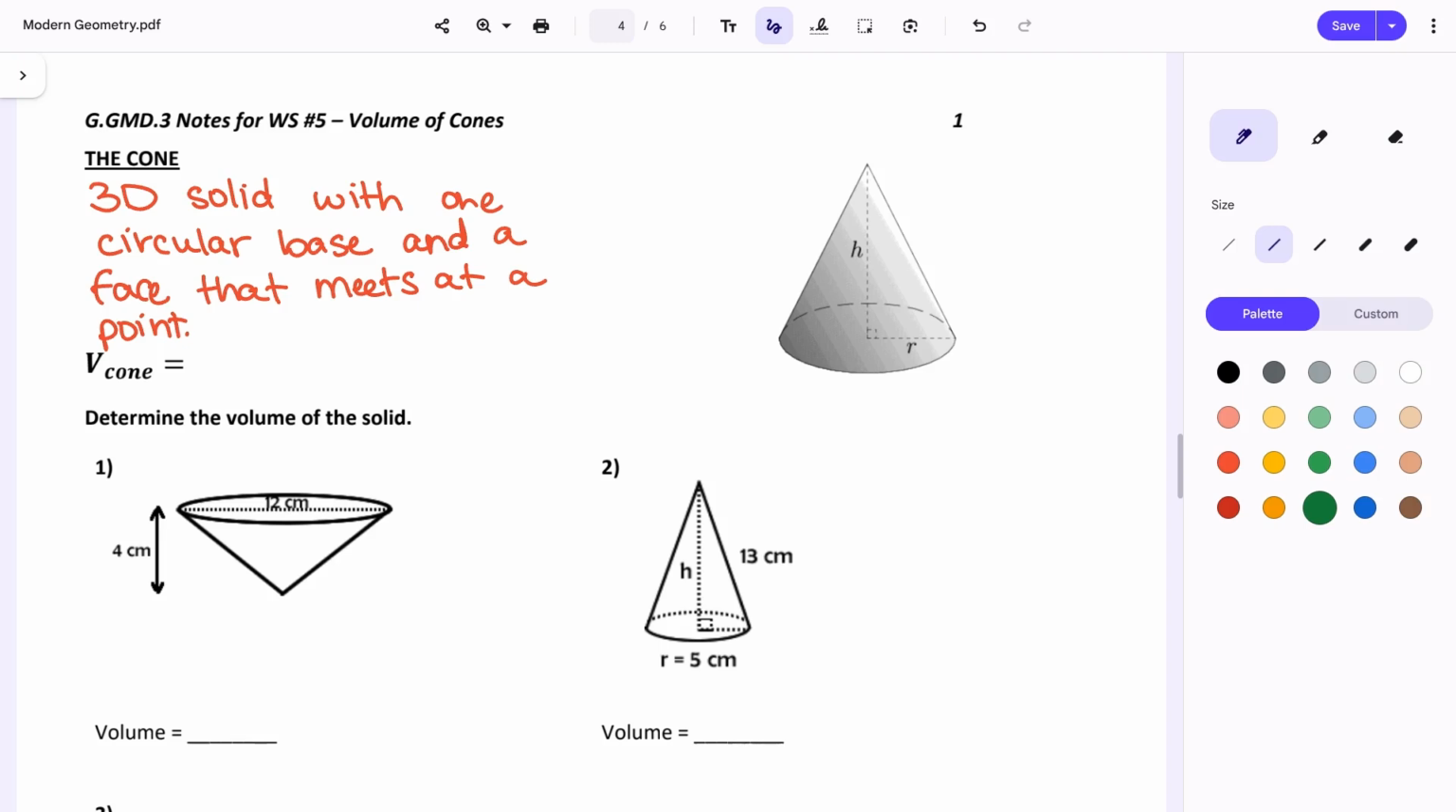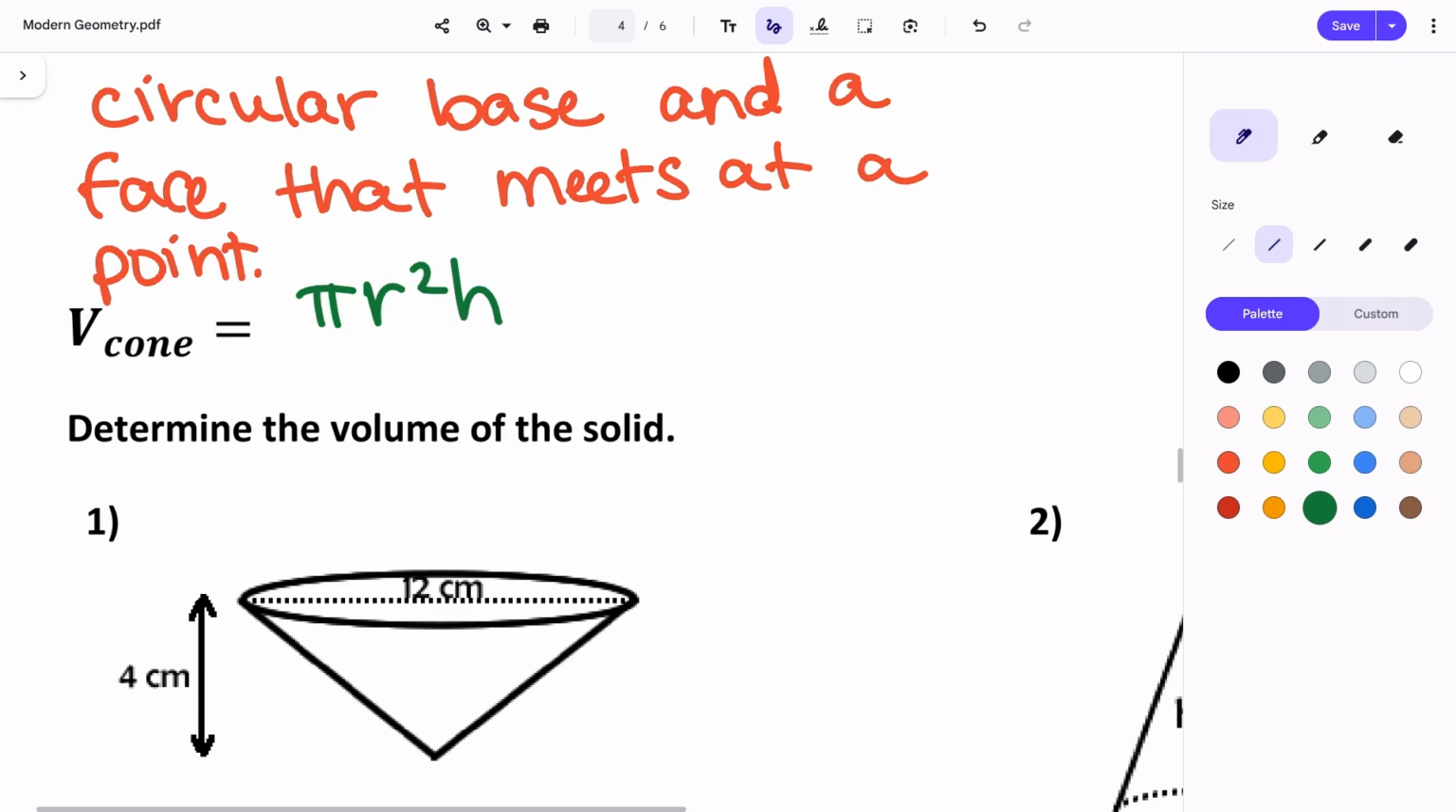Anyone remember? You can look back in your notes too. It's written down. Pi r squared. It was still base times height, right? But we said because our circles are our bases, we know how to find the area of a circle. We wrote it as pi r squared. So pi r squared height was a cylinder. What should I do to that, though, to reflect the cone? Still divide by 3 today.